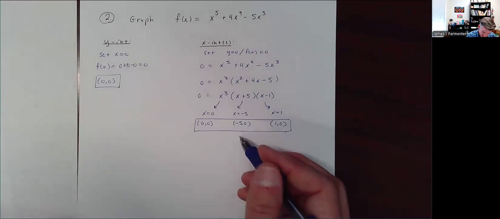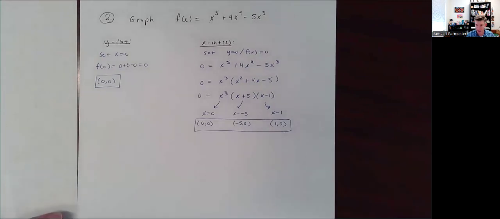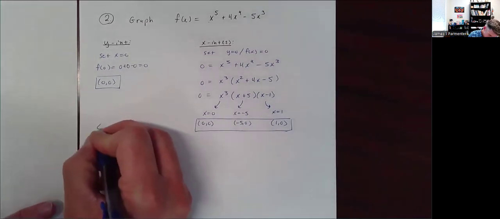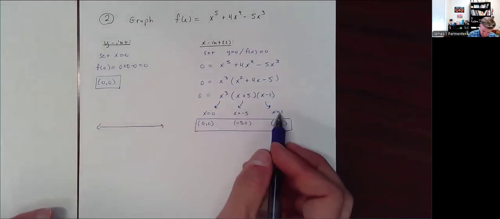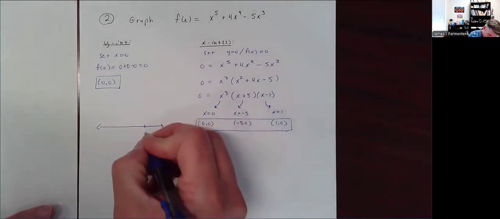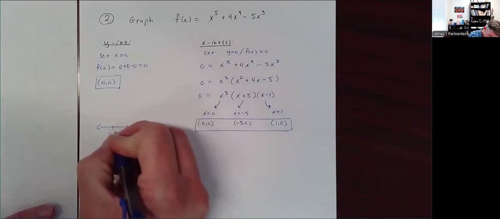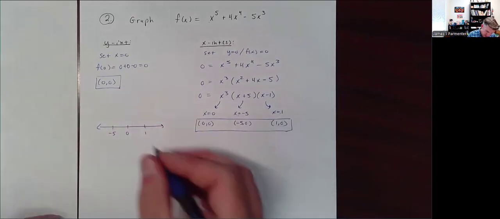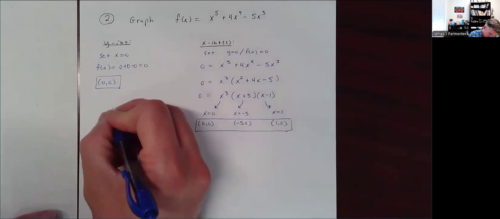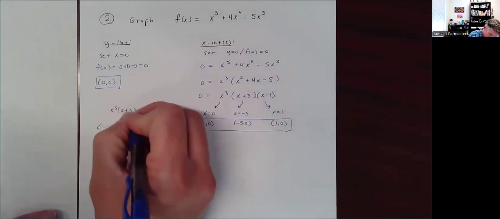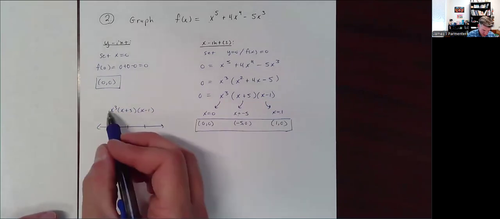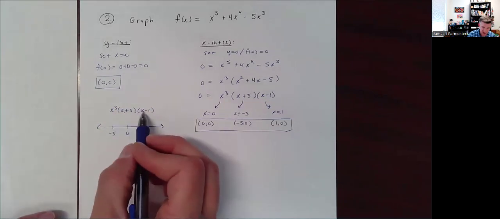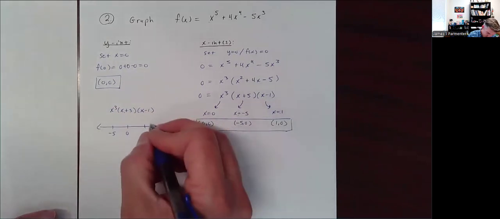So I'm going to make the sign chart again. So on my sign chart, I'm going to have the x values 1, 0, negative 5. And I'm going to look at my fully factored form, x cubed times x plus 5 times x minus 1. Pick a number larger than 1, like 2. 2 cubed is positive. 2 plus 5 is positive. 2 minus 1 is positive. Product of positives is always positive.